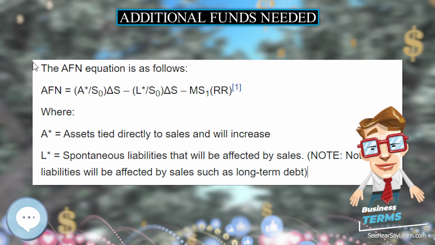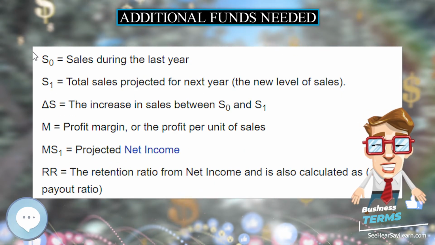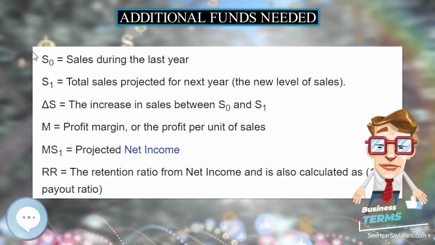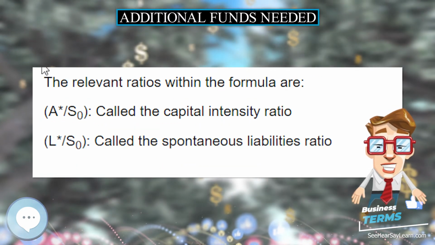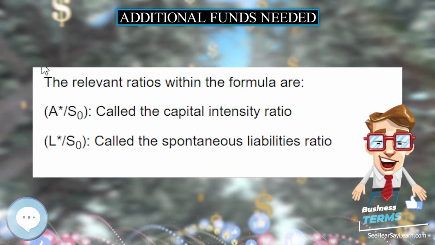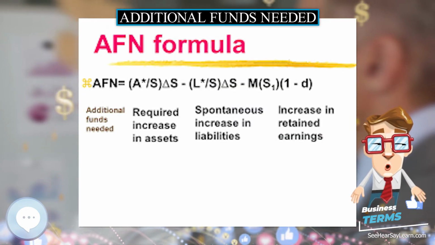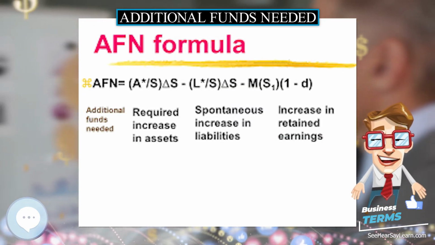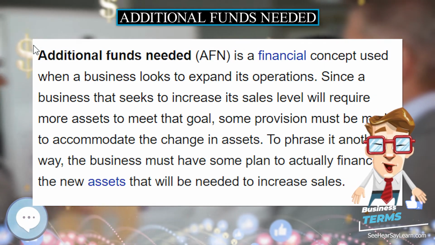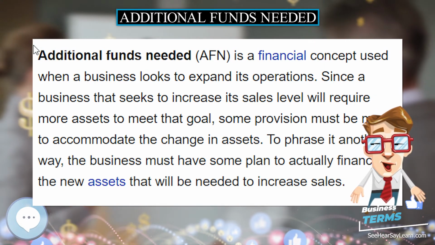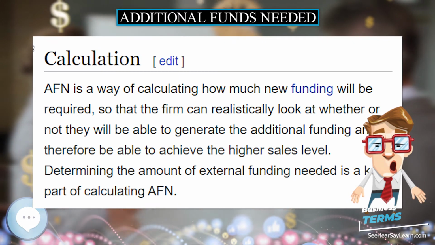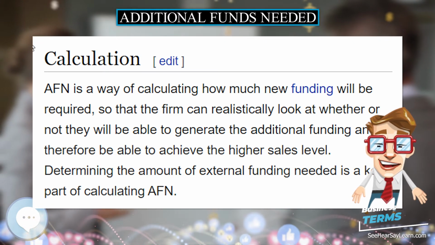A equals assets tied directly to sales and will increase, L equals spontaneous liabilities that will be affected by sales. Note, not all liabilities will be affected by sales, such as long-term debt. S0 equals sales during the last year, S1 equals total sales projected for next year, the new level of sales. Delta S equals the increase in sales between S0 and S1.